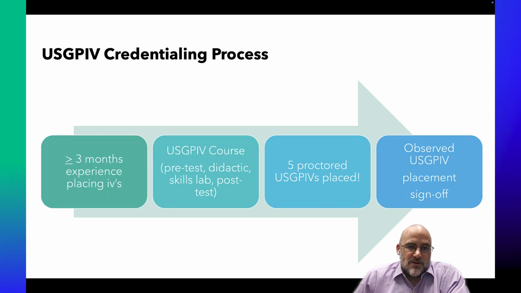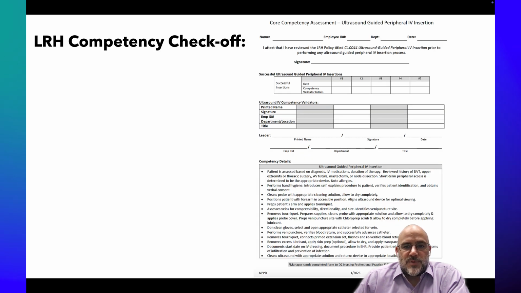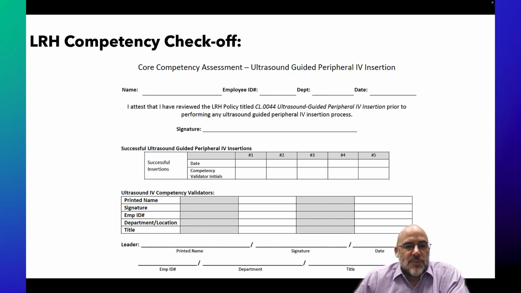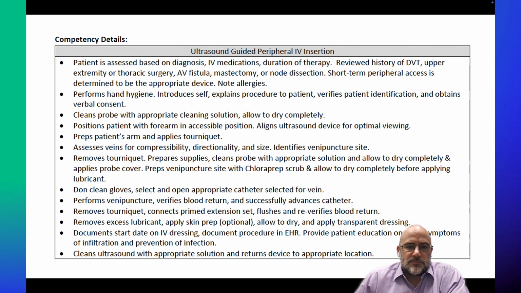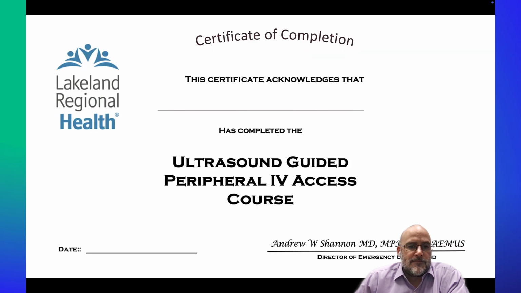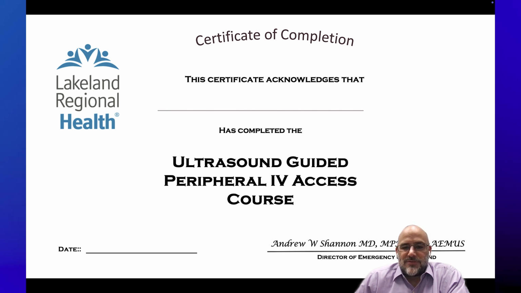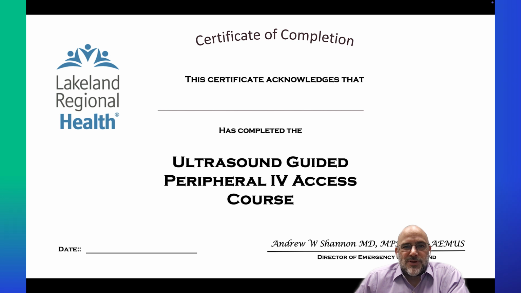So our IV credentialing process is outlined here. I'm sure that your unit leadership will help you with any credentialing that needs to happen. And this is our check-off competency sheet. It essentially describes the process that we've talked about. You can pause the video and take a look at that as you like. Here it's a little bit zoomed in. And again, the steps of putting in an ultrasound-guided IV. And then the goal one day: certificate of completion, completed the ultrasound peripheral IV course. That's what we're shooting for here.